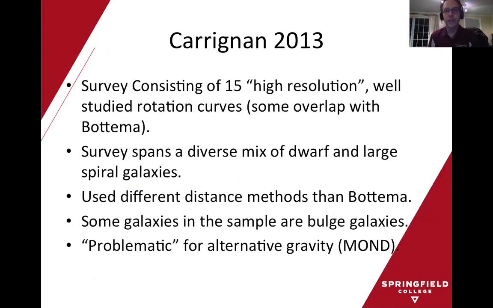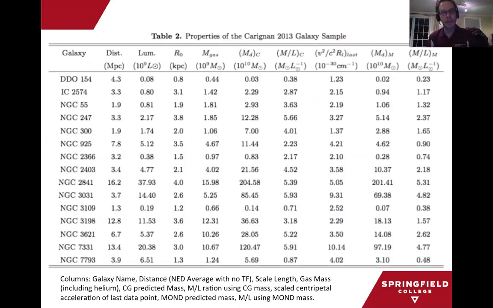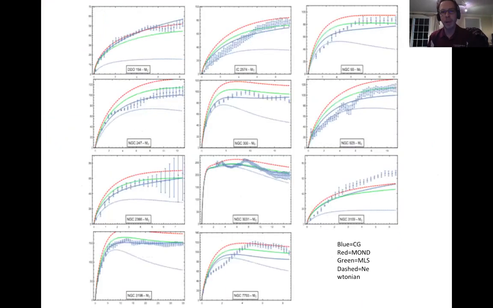Again, if we then jump to the Carignan 2013 sample, the same reasons apply as to why we chose this one. Here are the input parameters again: huge variation in luminosity, huge variation in scale length, huge variation in distances, same plots here. Once again, we see an even tighter correlation, that the blue line, the conformal gravity fit, seems to fit all of these very, very well. One exception here being NGC 3109, where I just hadn't had a chance to update the fit for that one, as new data has come out on NGC 3109.